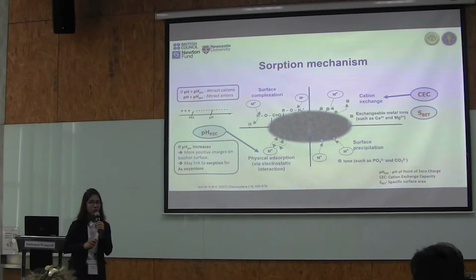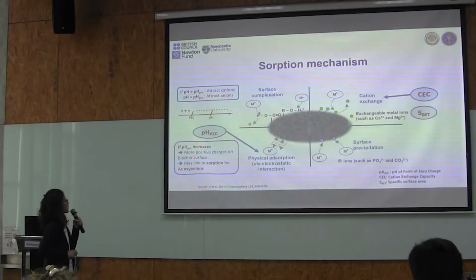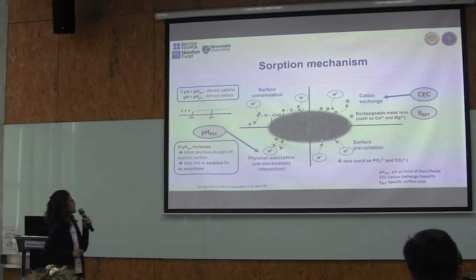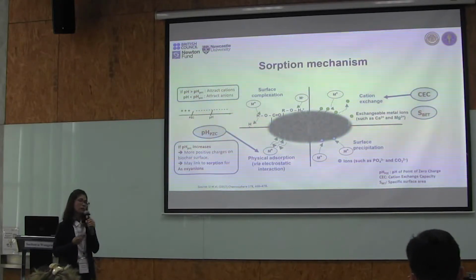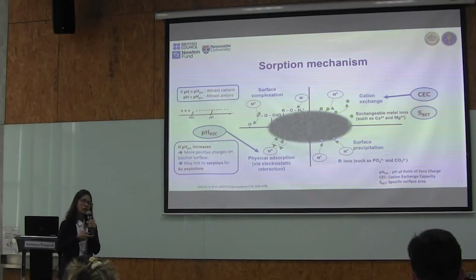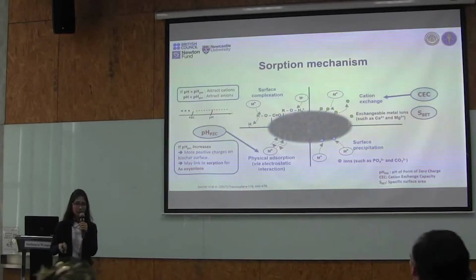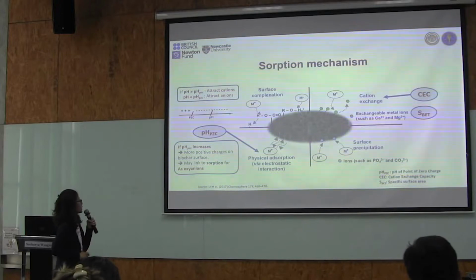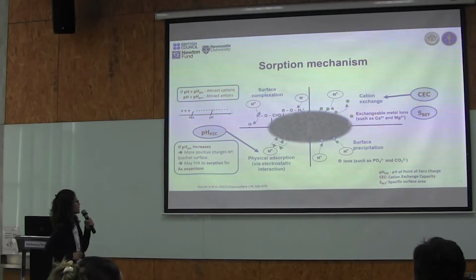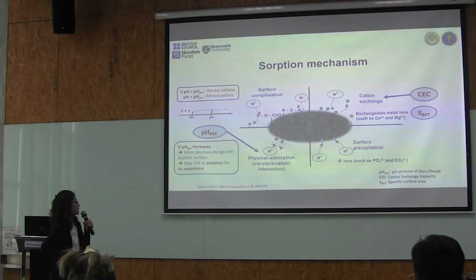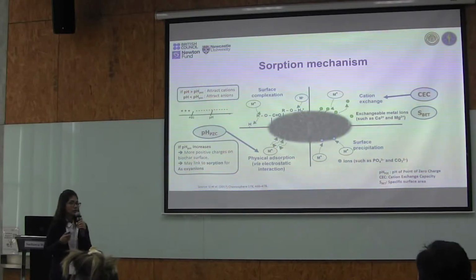The pH of point of zero charge is a useful indicator that can help us select whether this biochar is suitable for positively charged or negatively charged pollutants. For instance, if the point of zero charge increases, the biochar will have more positive charge on the surface, so it can attract more negatively charged ions such as arsenic.